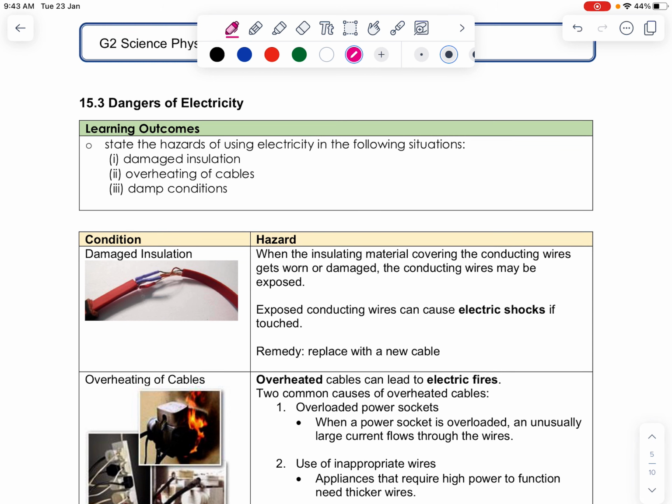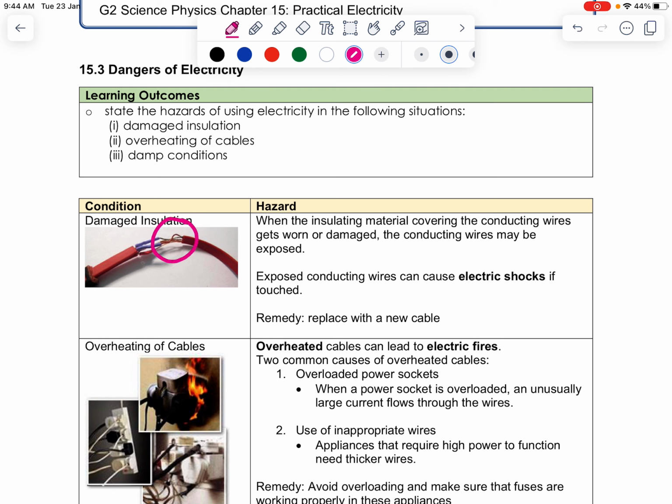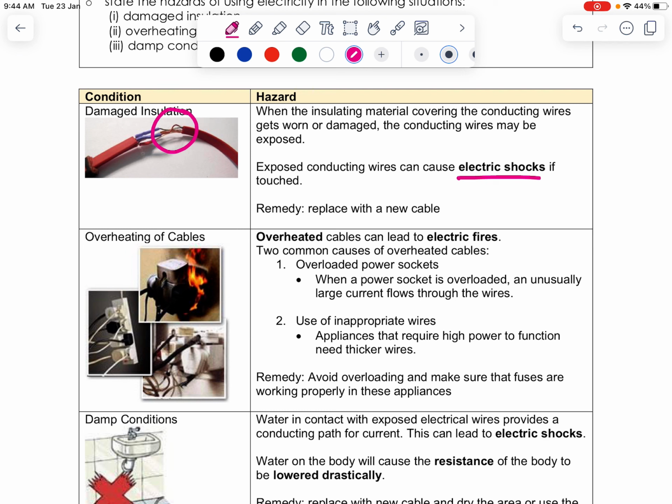Next, let's look at the dangers of electricity. If you have a damaged insulation like this, it can cause electric shock when it is touched, because the current will run through your body to the ground. When you have a lot of daisy chains or multi-plugs, this may cause overheating and electric fires, because you are overloading the power socket. As you plug more devices or appliances into one socket, it causes a large current to flow through the wires and overload the system.